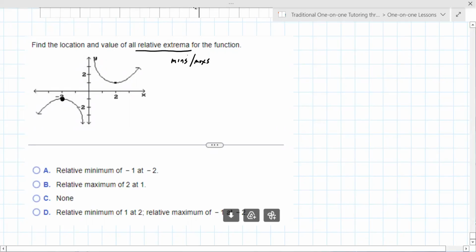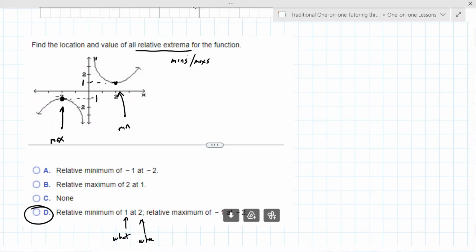So this point over here on the left, that's a max. That's sort of a peak. And this point at 2, that's a min. That's a valley. So we have a relative minimum of 1. It's corresponding to 1 there when x is 2, and then it's hard to see under the download symbols there, but it's -1. That's -1 on the max, where x is -2. So this is your best choice for this type of problem.